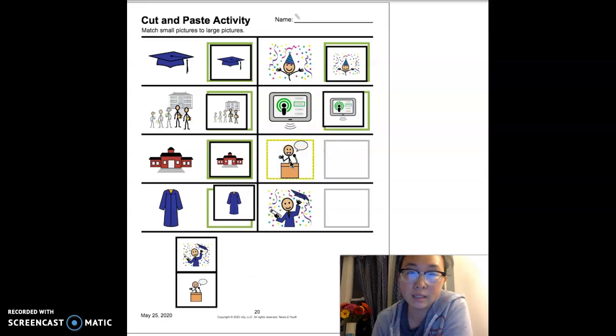Our next one is speech. Speech is when someone goes up to the front, usually of a large crowd, and they speak about something that's important to them. Which one is speech? Speech.